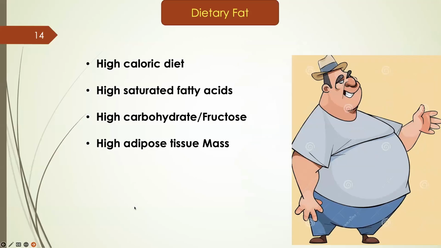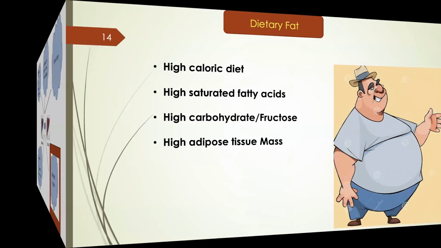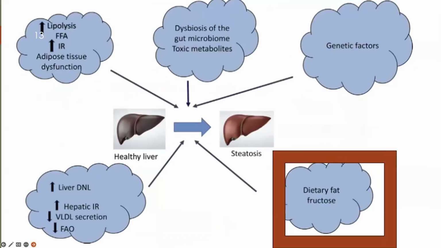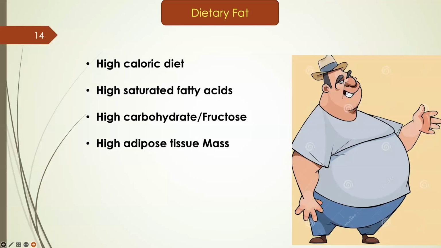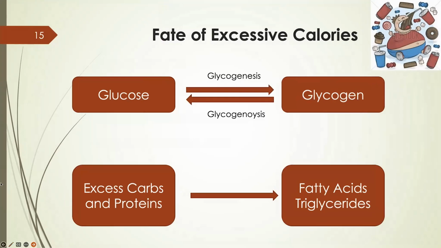So let's start with the effect of the dietary fat and the fructose, which we tend to consume. Now look at an individual who is consuming a high caloric diet. Possibly is also consuming a lot of saturated fatty acids coupled with a high carbohydrate diet and a lot of syrups containing a lot of fructose. So this gentleman is likely to come down with high adipose tissue mass. So this is the typical obese person. In fact, the majority of the patients who have non-alcoholic fatty liver disease are obese.